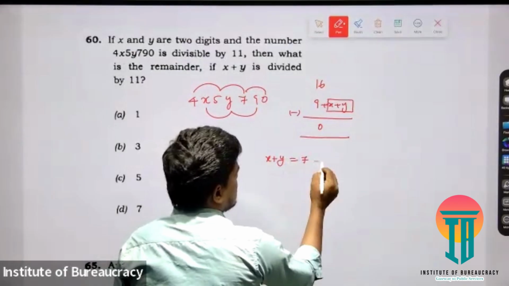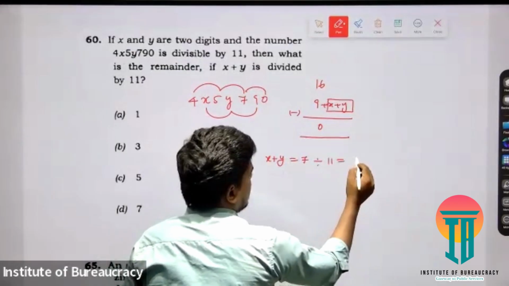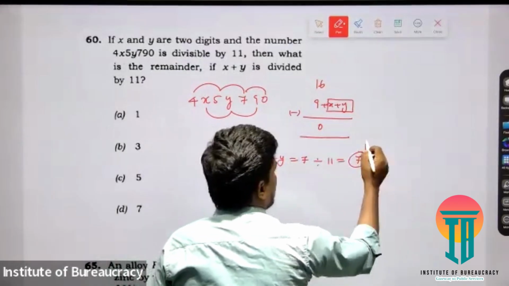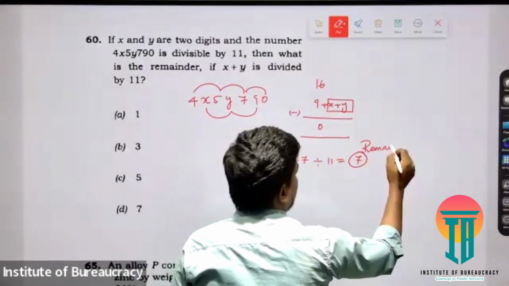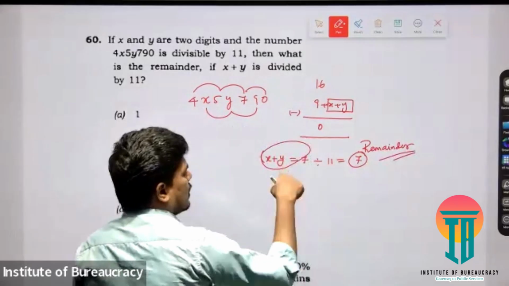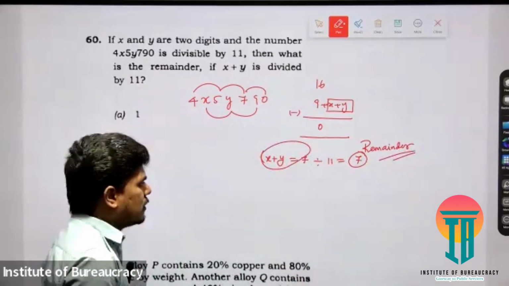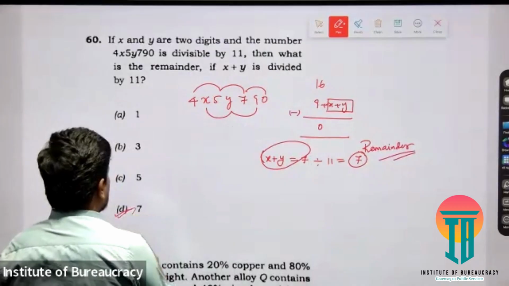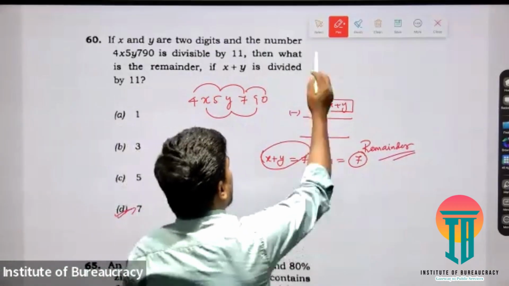When you divide this 7 by 11, what is the remainder I will be getting? Remainder is, sorry, 7. Remainder is going to be 7. So x plus y is 7. If we divide 7 by 11, the remainder is going to be 7. 7 is the answer for this question.